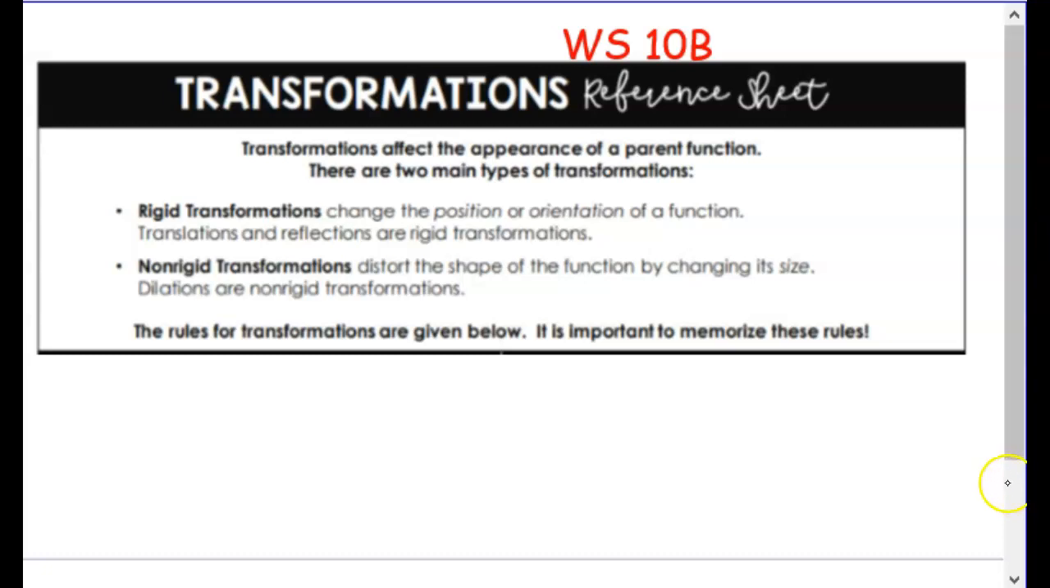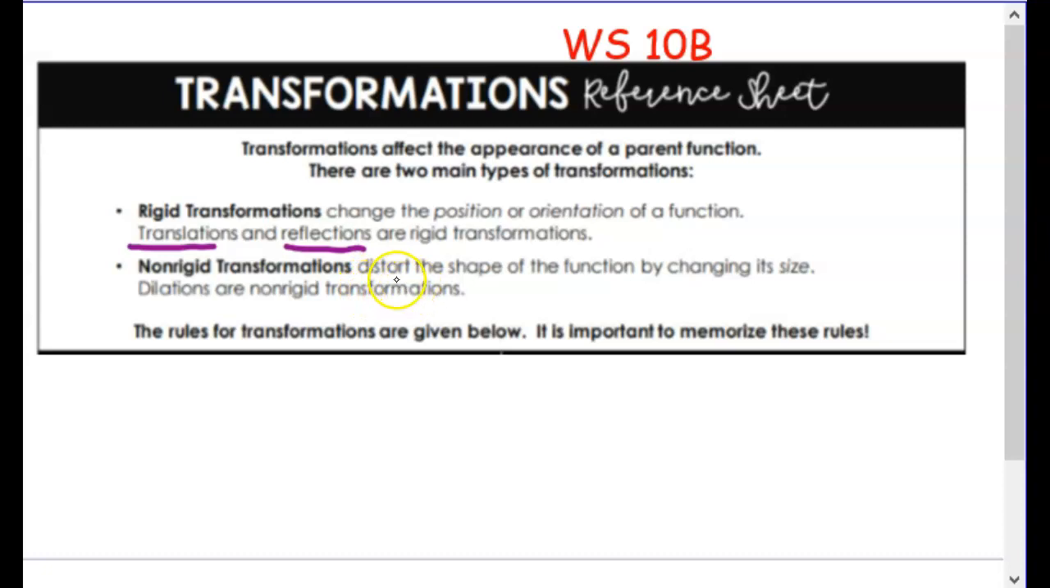On the next page is just kind of a reference sheet that we're going to fill in. It talks about rigid versus non-rigid transformations. Not going to spend a lot of time on this, but rigid transformations, everything still is exactly the same size and shape. It might have just shifted, okay, or flipped. So a translation, a slide, or a reflection are rigid transformations. You might have learned this in geometry.